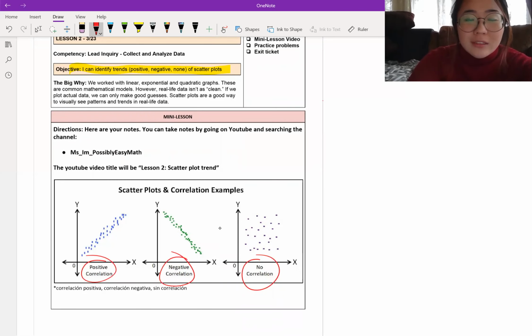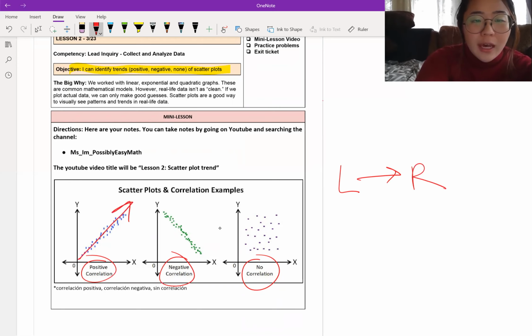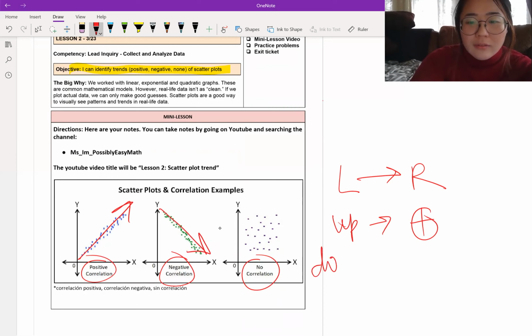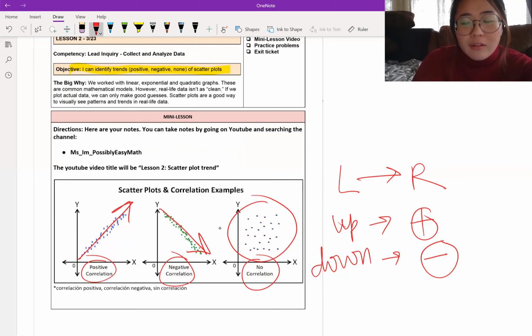The way you identify whether it's positive, negative, or none is really simple. Look at it from left to right. This is very much like identifying positive and negative slopes. When you're looking left to right, if your graph is going up, that means it's going to be positive. If your graph is going down from left to right, it means it's going to be negative. Now, if there is no pattern at all, like if the data points are all over the place, it just means that there's no correlation.